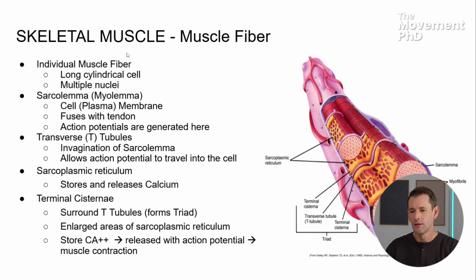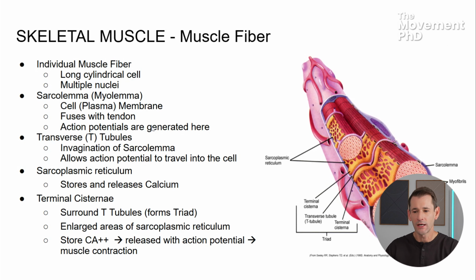Let's talk about some structures that are involved in that action potential, that release of calcium that we just talked about. So remember that a muscle fiber is a long cylindric cell with multiple nuclei. Along the outside of that long cylinder, we have our sarcolemma. Another word that you might see is myolemma. They mean the same thing. It is a plasma membrane that fuses with that tendon at that musculotendinous junction.